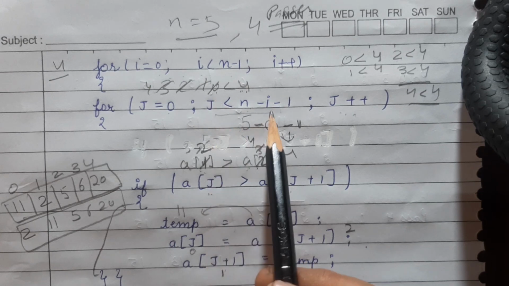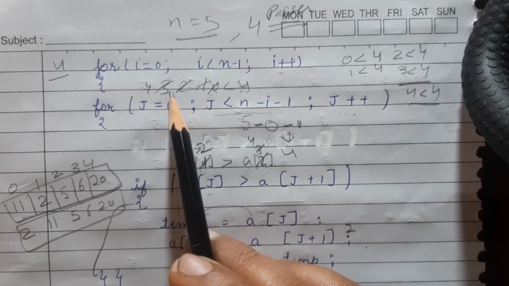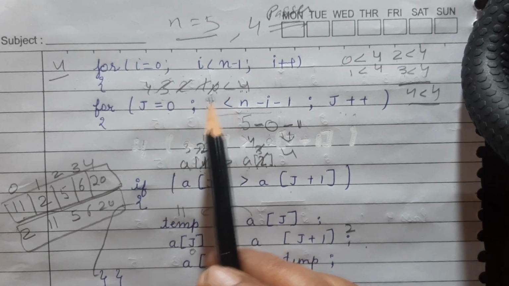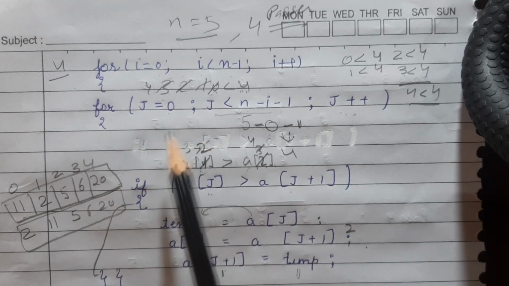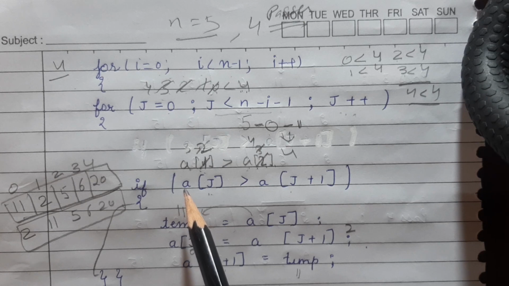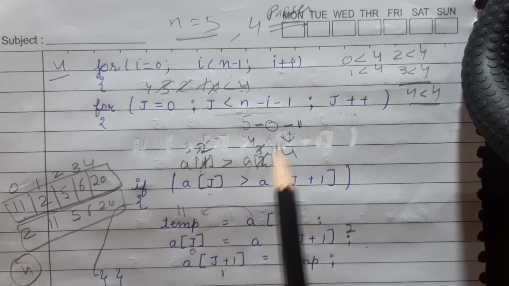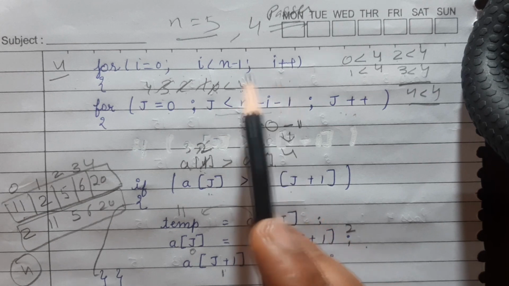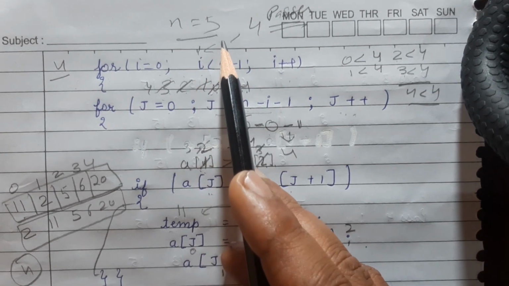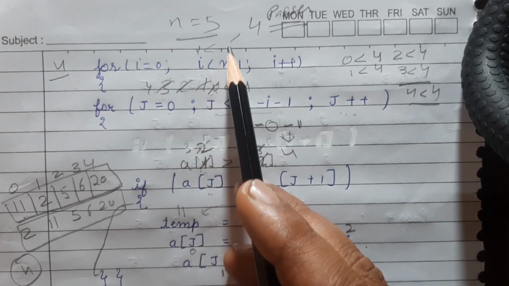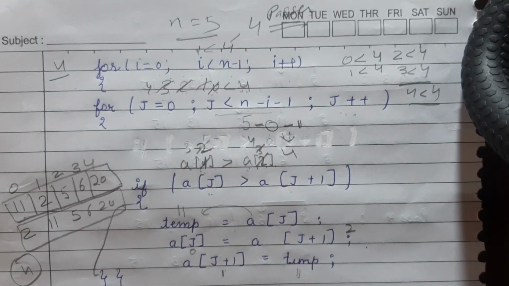This condition is true for 0, for 1, for 2, for 3. How many times? 4 times. So in the first pass, how many comparisons do we require? In the first pass we require 4 comparisons. After this, i is updated, i becomes 1, and 1 is less than 4, condition true.